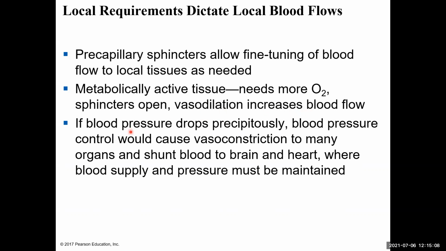If blood pressure drops, the blood pressure control can cause constriction, that vasoconstriction of those precapillary sphincters, to organs and shunt the blood to the brain and heart so that the blood supply and the pressure can be maintained. So it basically redirects from tissues to the brain and the heart, which are the, quote unquote, most important organs in the body.